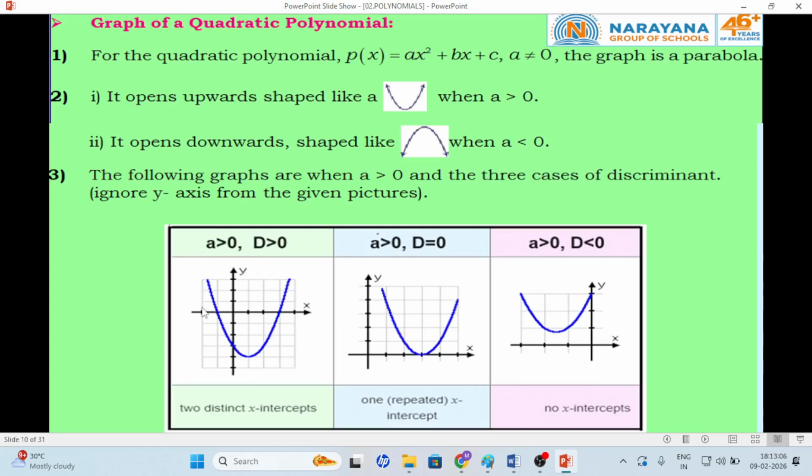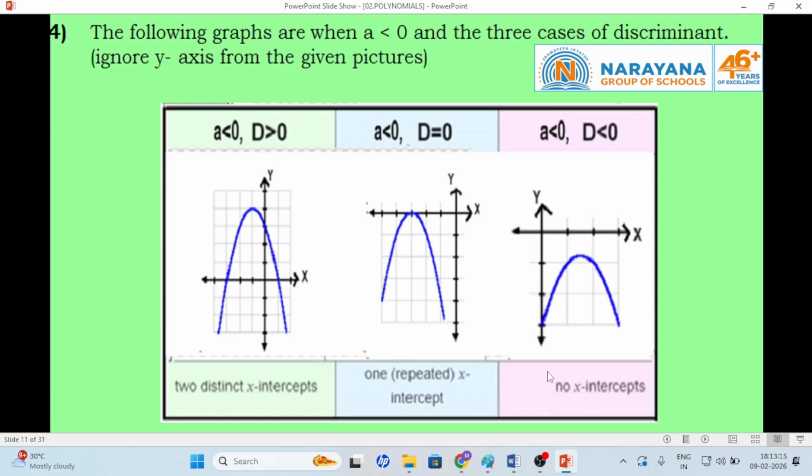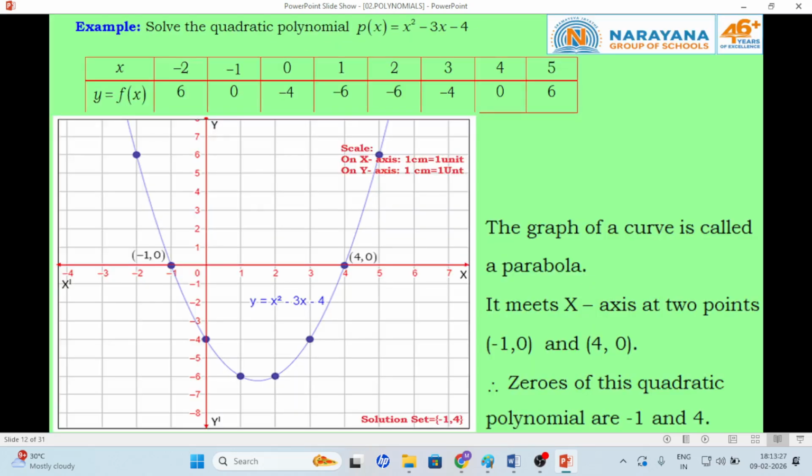So when D is greater than 0, it is intersecting at 2 distinct points. Equal to 0 means it touches, less than 0 means it never touches. When a is less than 0, it opens downwards. Since the discriminant positive means 2 times, 0 means 1 time, less than 0 means it never touches the x-axis.